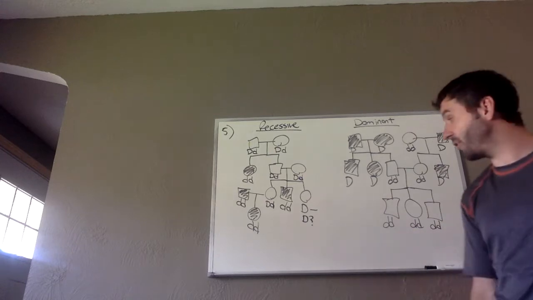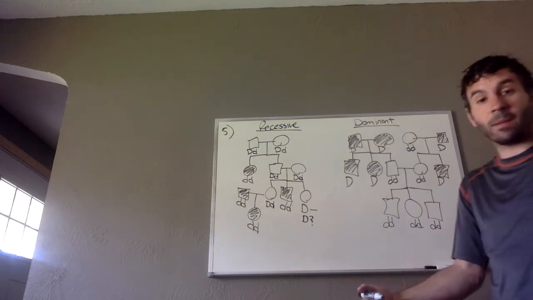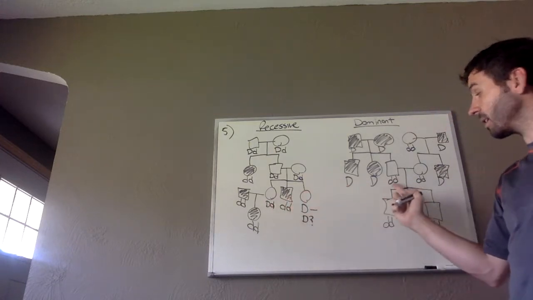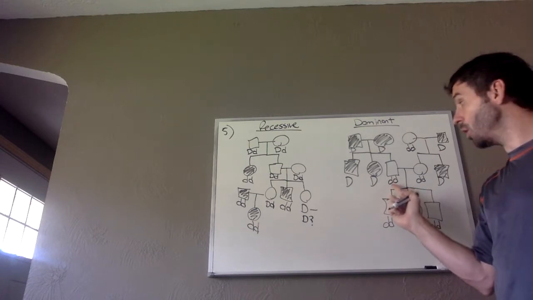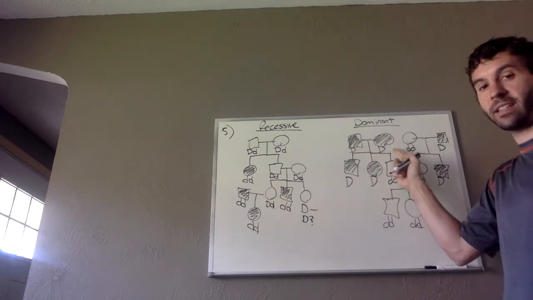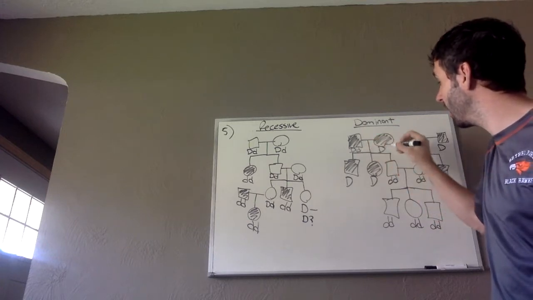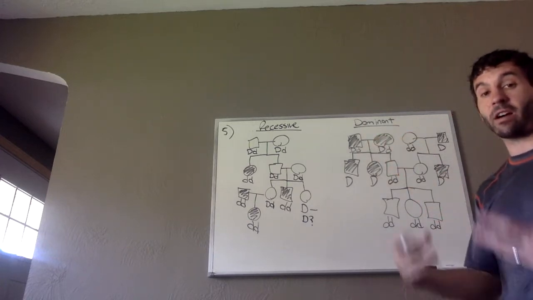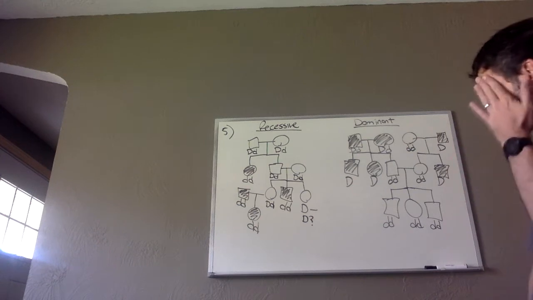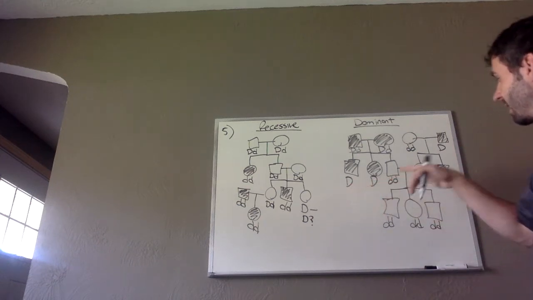Okay, now let's go back and fill in the second alleles. I'm going to use the same logic I used over here. Let's look at this son. He has two recessive alleles. One had to come from dad, one had to come from mom. So I'm going to add a lowercase d to each one of those people. They are heterozygous. Okay, I'll come back to these two in a second.